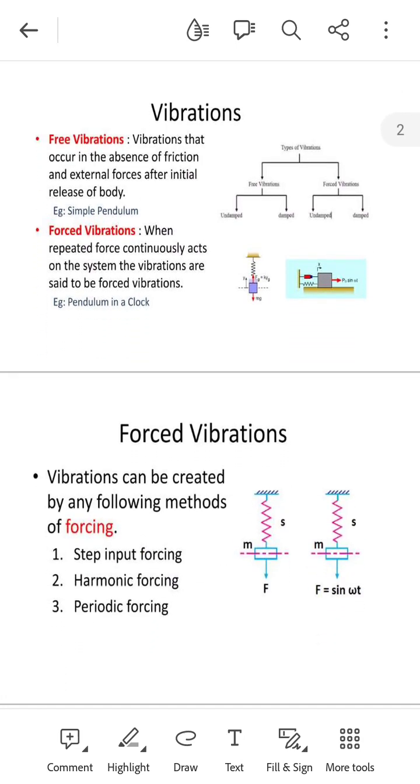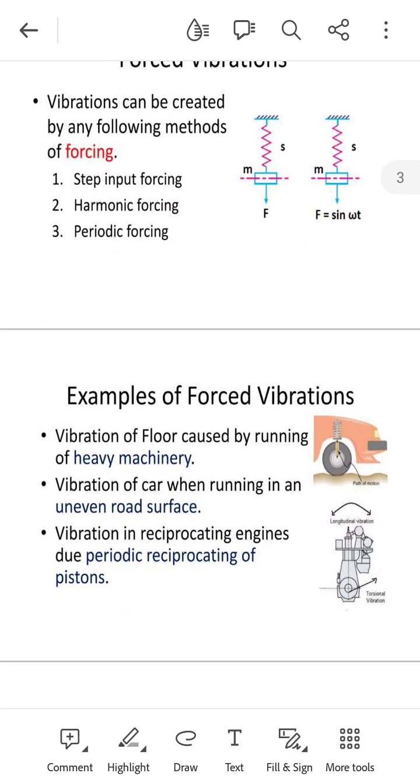Now I talk about forced vibrations. Vibration can be created by any of the following methods of forcing: step input forcing, harmonic forcing, periodic forcing. Examples of forced vibrations: vibration of a floor caused by the running of heavy machinery. The second one, vibration of a car when running on uneven road surfaces. Vibration in reciprocating engines due to the periodic reciprocating motion of pistons.